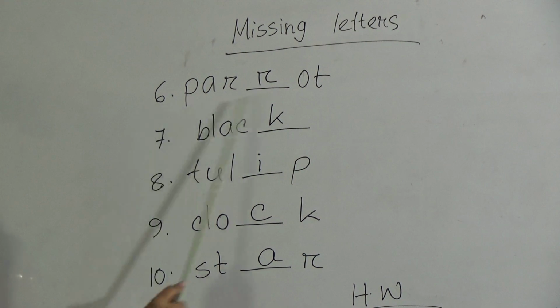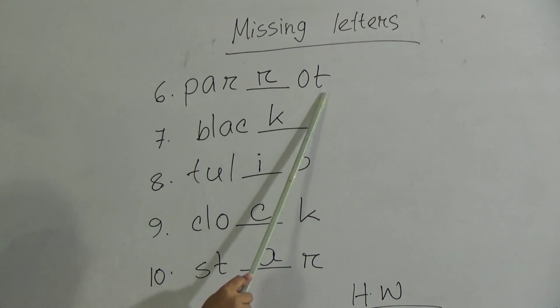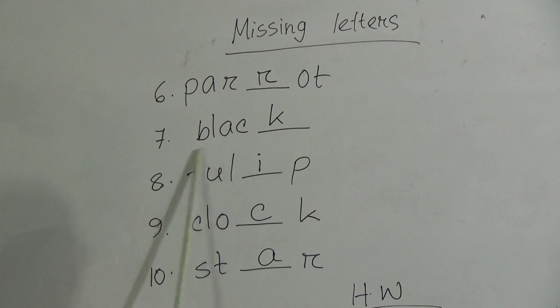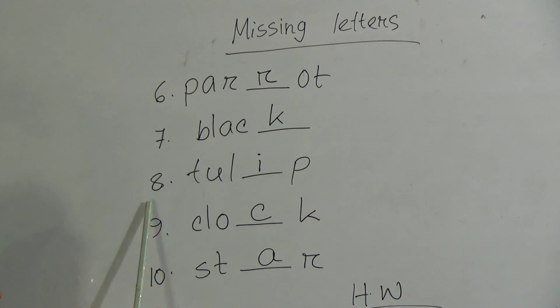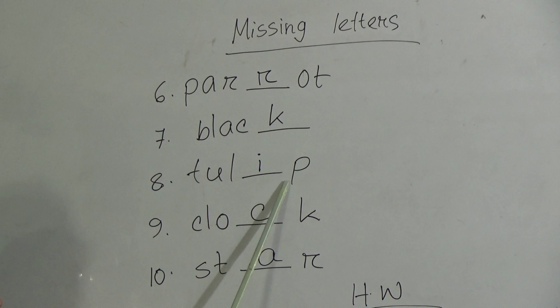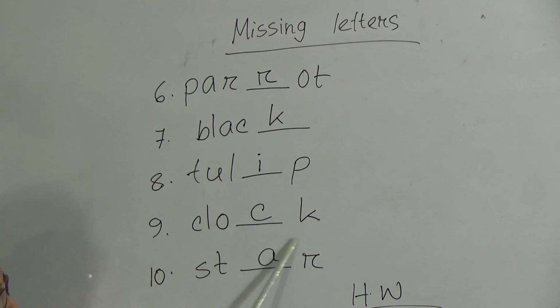So number 6 is parrot, P-A-R-R-O-T, parrot. Number 7 is black, B-L-A-C-K, black. Number 8 is tulip, T-U-L-I-P, tulip. Number 9 is clock, C-L-O-C-K, clock. And number 10 is star, S-T-A-R, star.